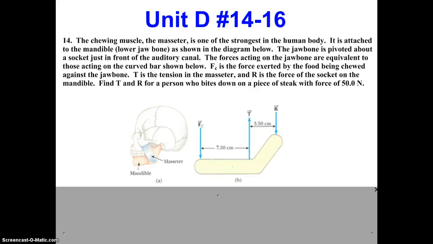Welcome to the solutions to the AP Physics equilibrium problem set. The solution to number 14. Let's read the problem first and see what kind of issues we have here.